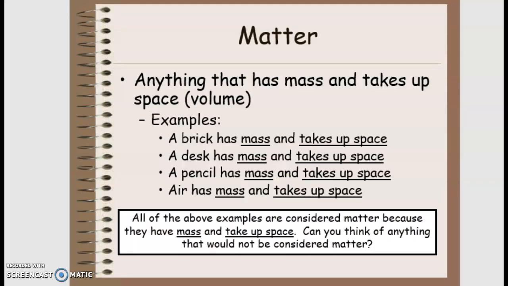So again, matter is anything that has mass and takes up space, and that's called volume. For example, a brick has mass and takes up space. A desk has mass and takes up space. A pencil has mass and takes up space. Air has mass and takes up space. So all of the above examples are considered matter because they have mass and take up space. The only two things in the universe that don't have mass and take up space are light and energy.